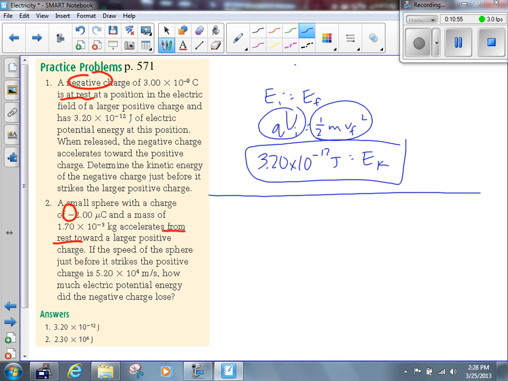Charged particles speeding up or slowing down? Speeding up. Every time we see a charged particle speeding up, we want to do EI equals EF. We want to picture it as the car going down the hill. What kind of energy does the car have at the top of the hill? Potential. What kind of energy does the car have at the bottom of the hill, Krissa? Good.